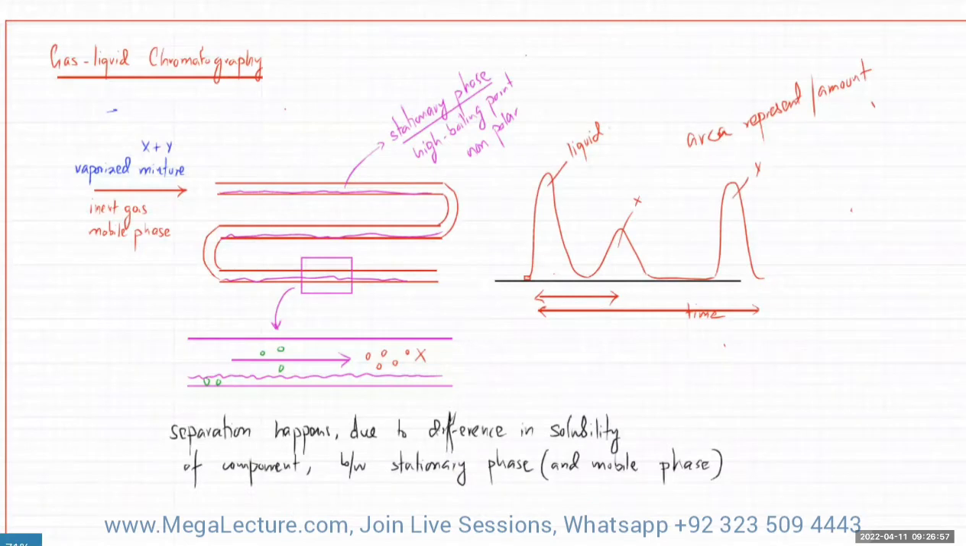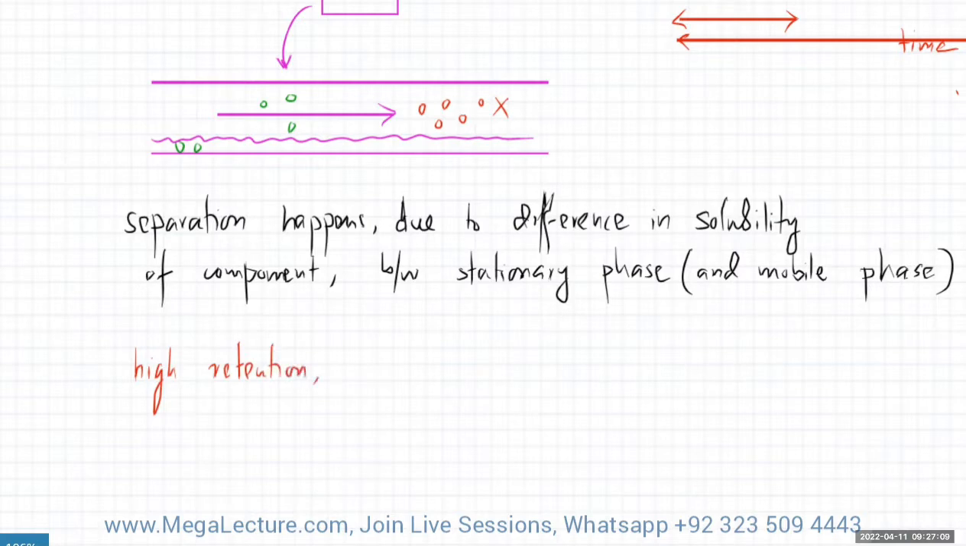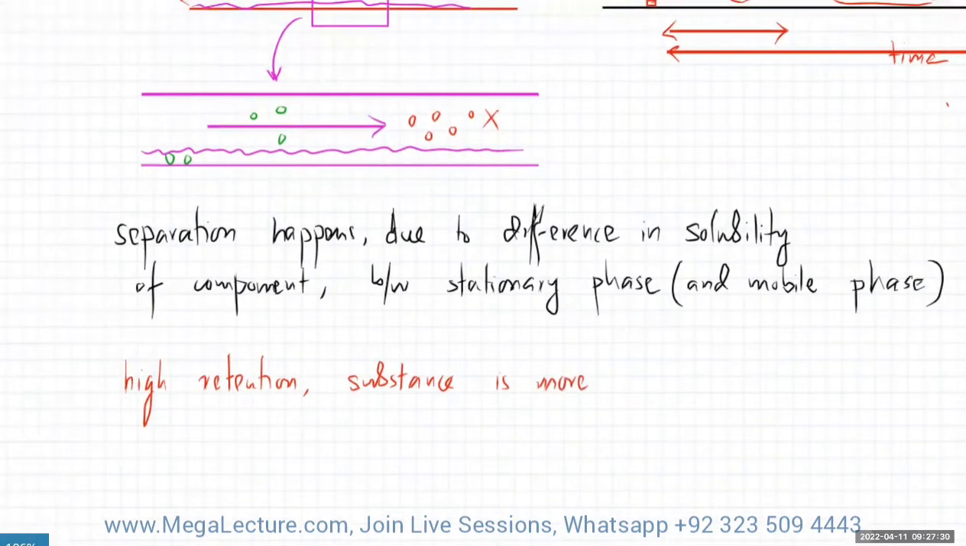And I'll just add that if there is high retention time, that means the substance is more soluble in the stationary phase. Sir, because it gets detected late. Yes, because it keeps mixing into the stationary phase again and again, so it is more soluble in the stationary phase.